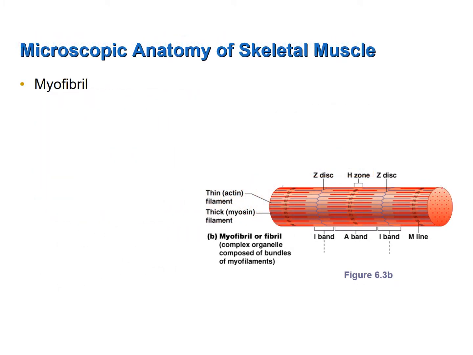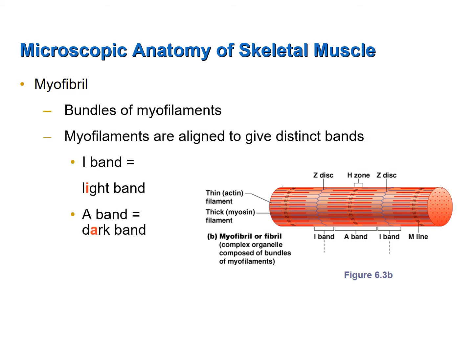You are looking at a segment of a myofibril. Notice that the myofibril is composed of bundles of myofilaments. These are thin, long structures composed of protein. And those myofilaments align themselves in such a way that it gives distinct bands. It is the alignment of these myofilaments that are responsible for the striations that you see in skeletal muscle tissue as well as cardiac muscle tissue.